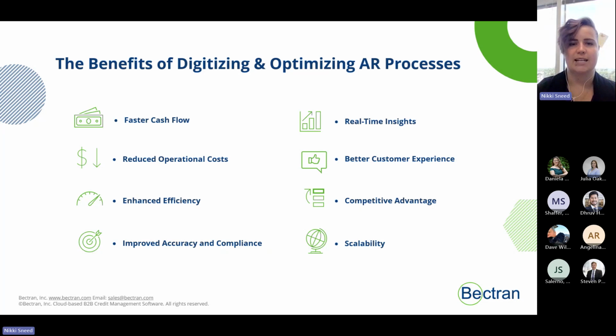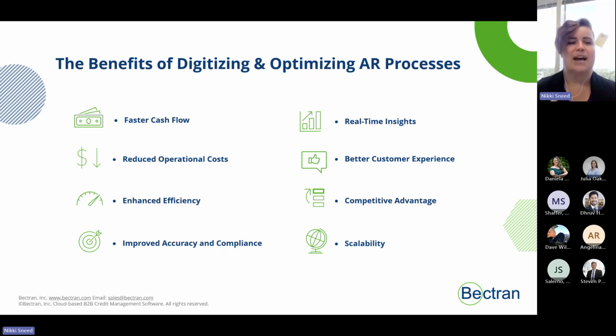It gives them that insight and transparency and builds that trust, which will then roll up to giving you a competitive advantage. B2B enterprises that optimize their accounts receivable processes gain a competitive edge. The ability to handle transactions swiftly and accurately, along with improved customer satisfaction, that is all going to add up to setting you apart in the marketplace. And that's also going to help you grow and scale.